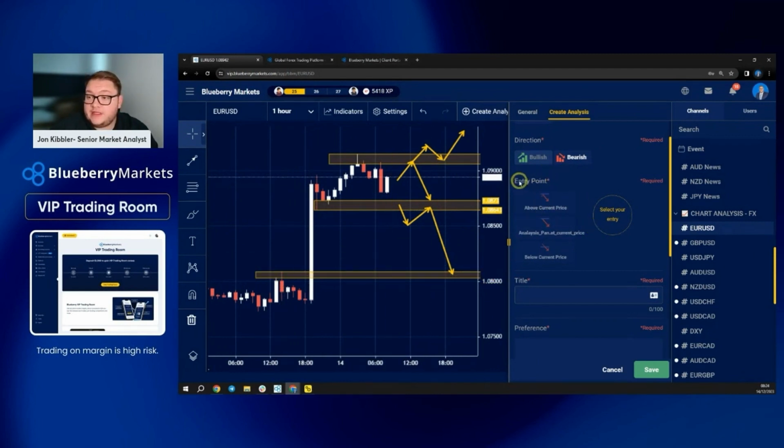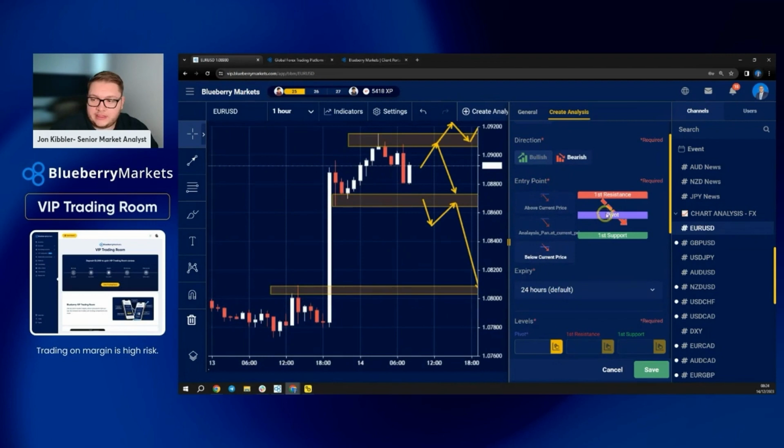You can see here it says entry point. Now entry points work as entry points here, not support and resistance, sorry. You can see it used to be called a pivot point. That has changed, but I'll show you that in a second. So I want to be entering below current price. You can see that you then get this diagram here and it says pivot. The pivot is the entry.